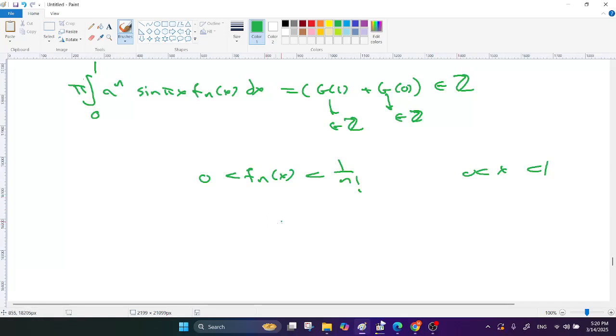Yes, multiply by... it will be like this: π aⁿ fₙ(x) sin(πx), okay. This is this, then π aⁿ over n factorial, sin(πx), okay.